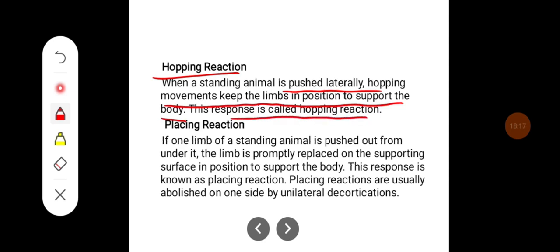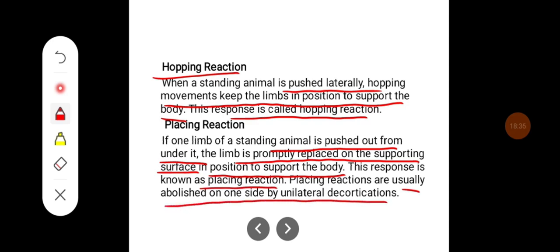And placing reaction is when one limb of the standing animal is pushed from under it, the limb is promptly replaced on the supporting surface in position to support the body. So this response is known as the placing reaction. The placing reactions are usually abolished on one side by unilateral decortication.